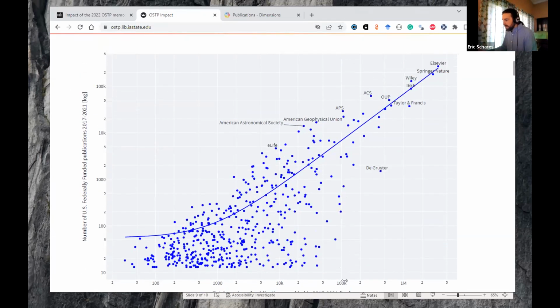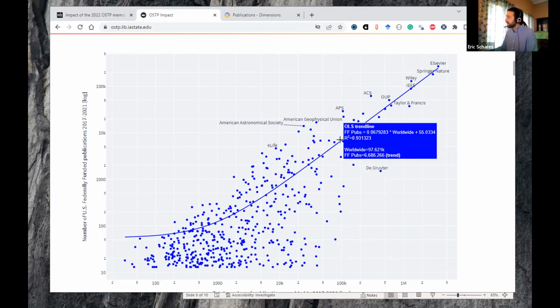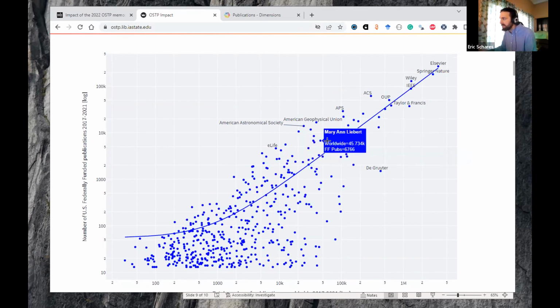So if I were to say, here's a publisher that publishes 100,000 papers total, what would you guess is the number of federally funded papers? You would probably guess whatever is right on this trend line, because that takes all 500 publishers into account. So you might guess something like 5,000, whereas APS would actually be 29,000 out of that 100,000 total worldwide. So maybe Wiley, ACS, APS, the Geophysical Union, the American Astronomical Society, those might publish more federally funded papers than you might otherwise expect, because they're higher up on the graph.